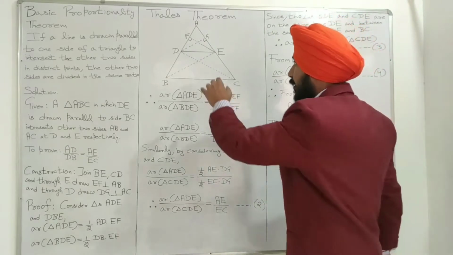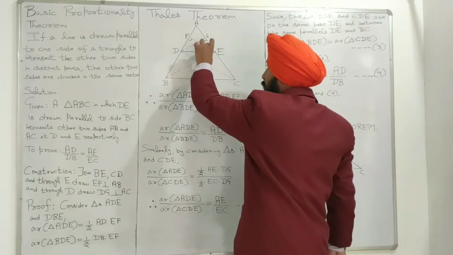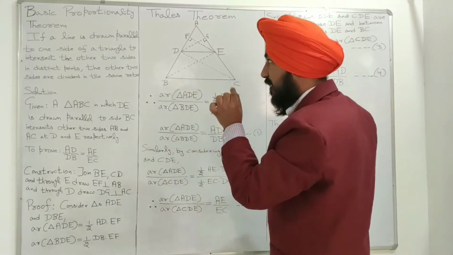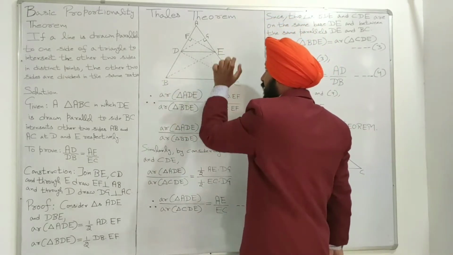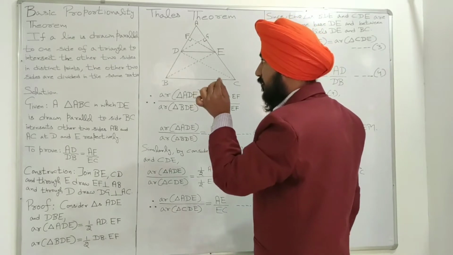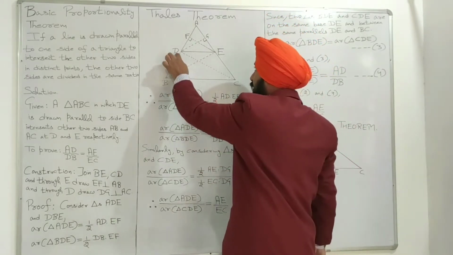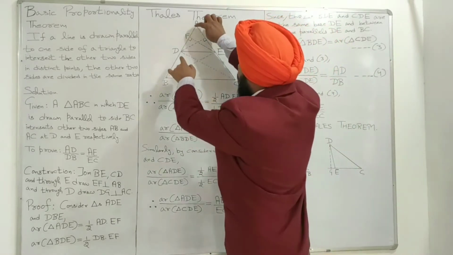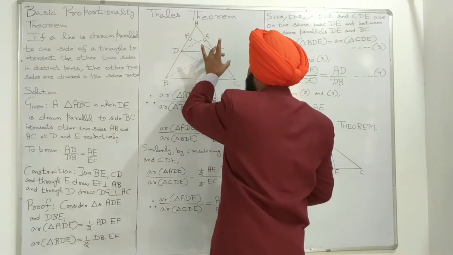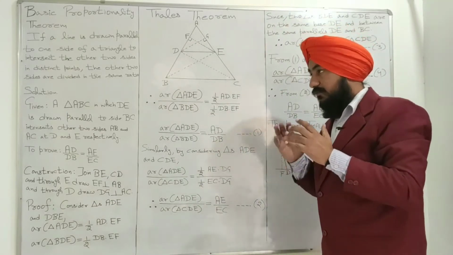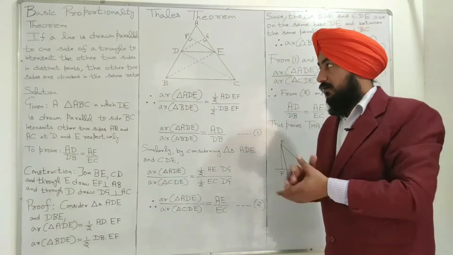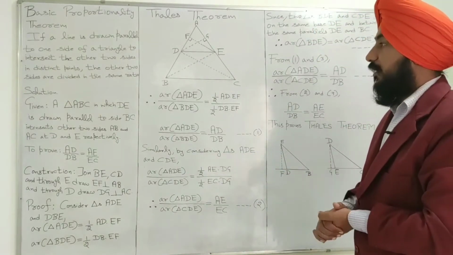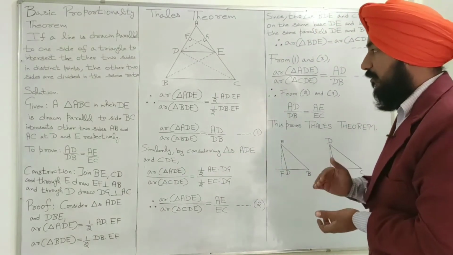If a line is drawn parallel to one side of a triangle, so this DE line is parallel to BC, to intersect the other two sides, AB and AC, in distinct points D and E, the other two sides are divided in the same ratio. Means AD upon DB is equal to AE upon EC, which we want to prove in this theorem. So, solution of this theorem.